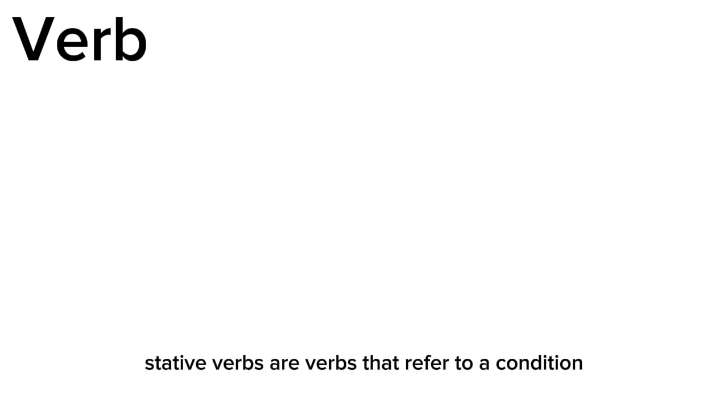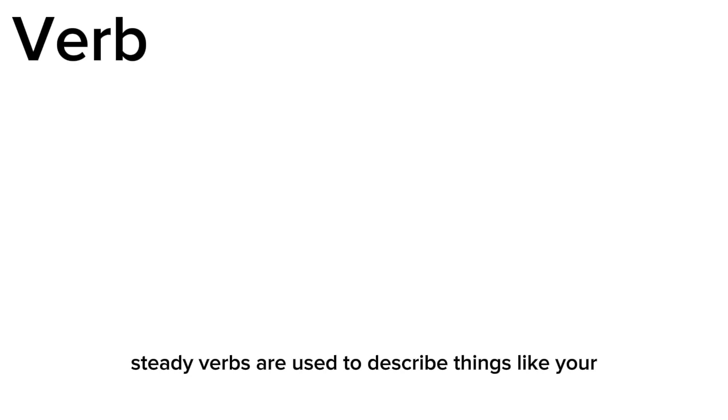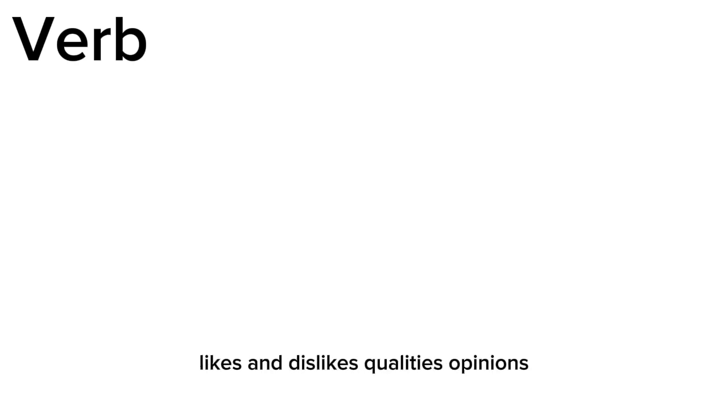Stative verbs are verbs that refer to a condition or situation. Stative verbs are used to describe things like your likes and dislikes, qualities, opinions, beliefs, and emotions. For example, love, want, know, dislike, need, and so on.